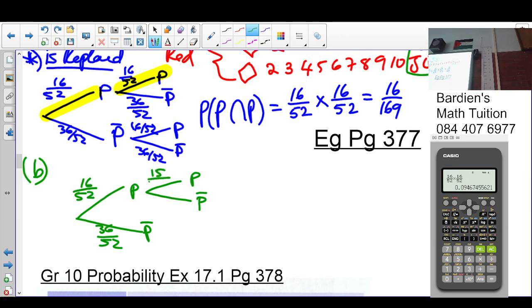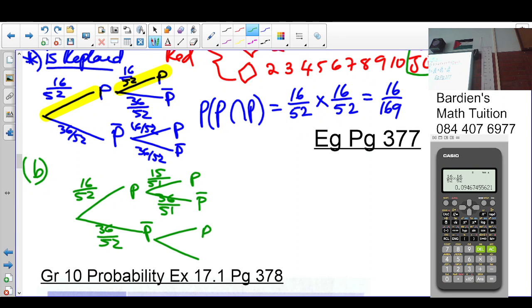So 15 out of 51. How did you get that? Explain to them. Because there are 16 picture cards, you take one out, you didn't put it back. So that's 15. So there are 15 picture cards left. Can you see that? Out of how many cards? 51. Because you've got one card less now. You understand? But how many non-picture cards do you have? Still 36. And how many cards are in the deck? 51.